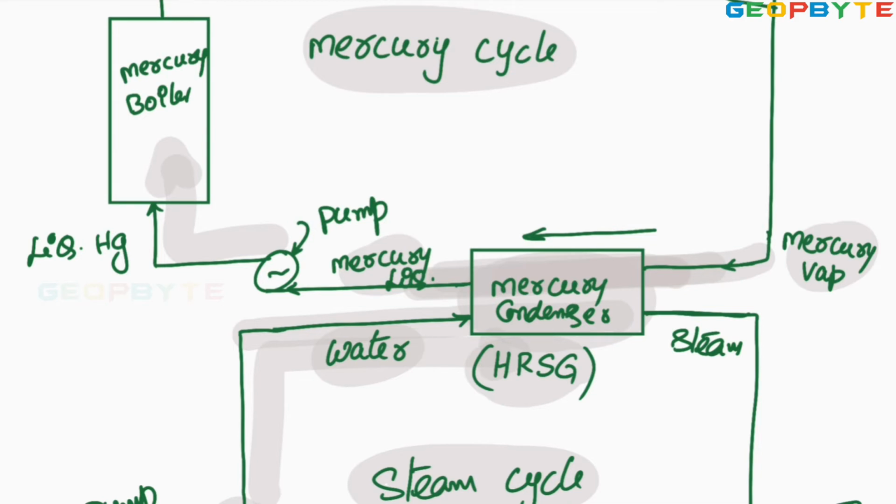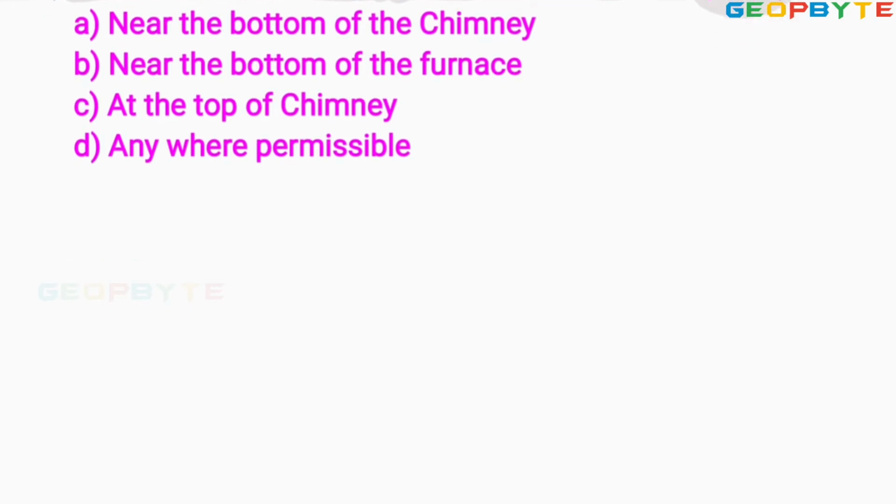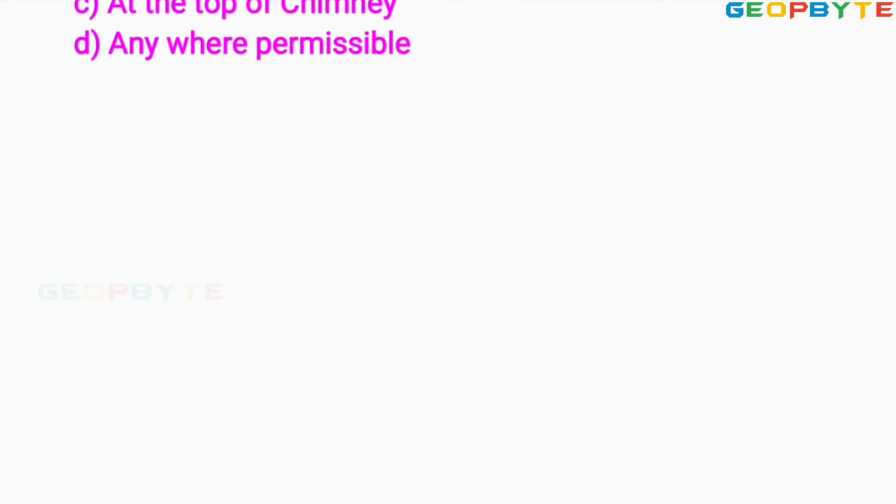Let us take the next problem. Look at the fourth problem. It is also asked in 2010. For the induced draft, the fan is located. There are two draft systems mainly under artificial draft system, forced draft system and induced draft system. In case of induced draft system, let me draw the induced draft system.